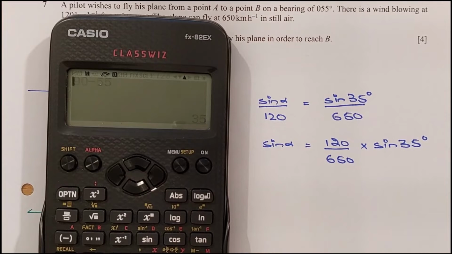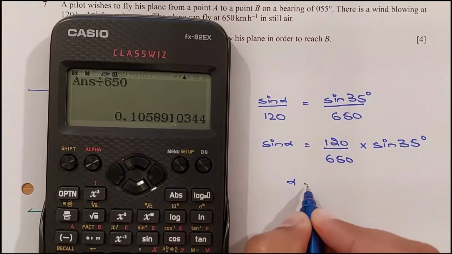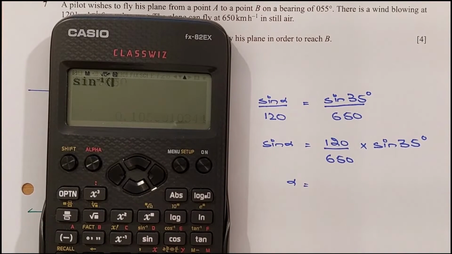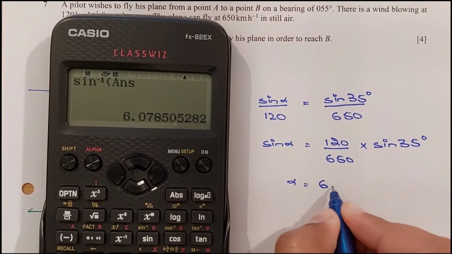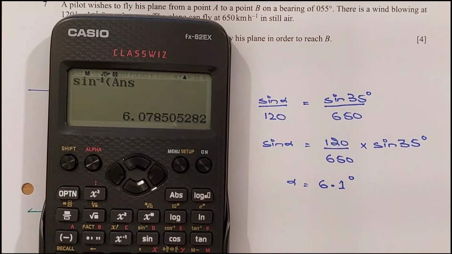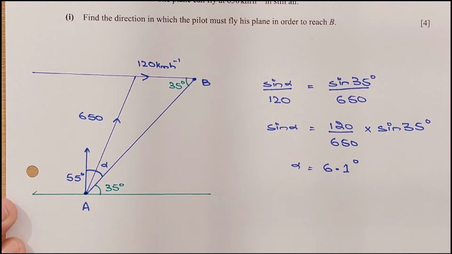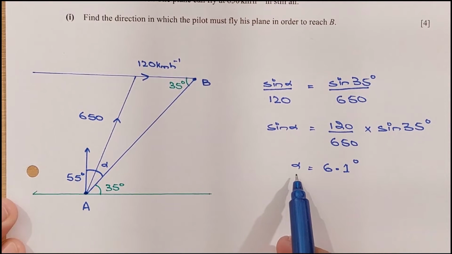Okay, so let me simplify. First, sine 35 times 120 divided by 650, and then doing a sine inverse. Alpha is equal to sine inverse of the answer. This is 6.1 degrees up to 1 decimal place if I round it. So 6.1 degrees is the angle alpha, right? So we got the value of alpha.